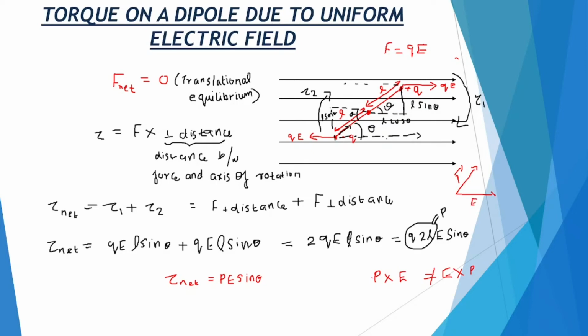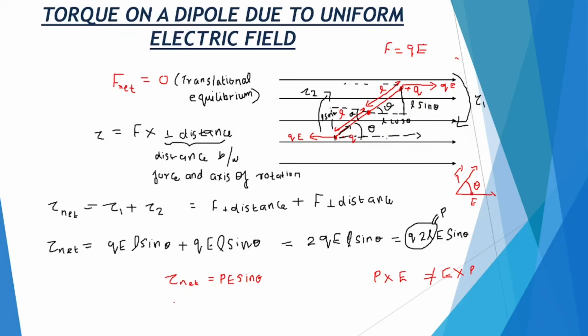So if you are taking P cross E, the angle is from P to E. P cross E means P to E, so it will be like this. Our theta will be like this. So is this the clockwise direction? Right, it is in a clockwise direction. But if you are taking E cross P, it will be going like this. That means it is in an anti-clockwise direction, but our torque is in a clockwise direction. So we should take P cross E because it is in a clockwise direction.